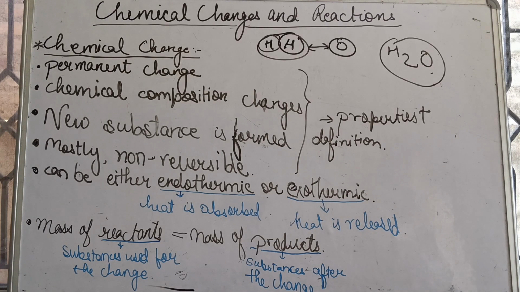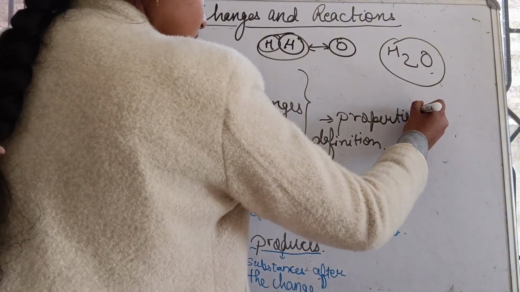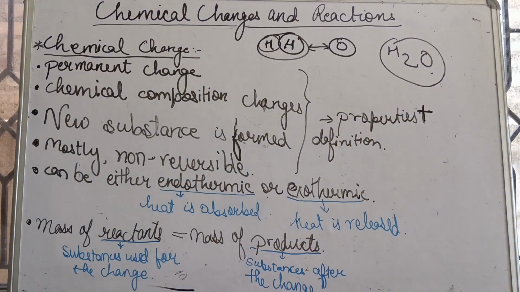Now, what are the conditions necessary for a chemical change? We have seen what a chemical change is, what its properties and characteristics are, and the chemical bond. Now let us see the conditions which are necessary for the chemical change.